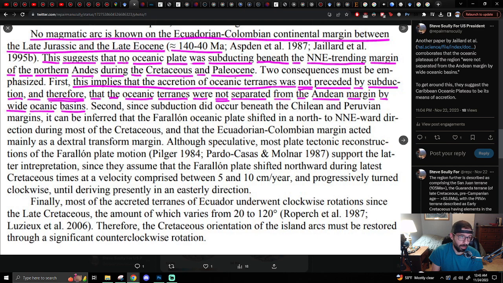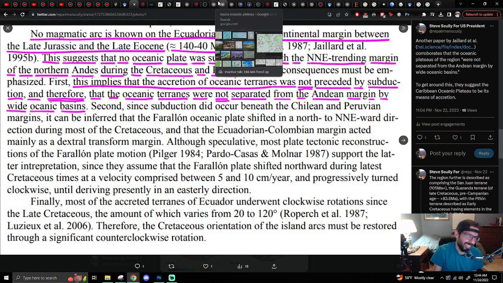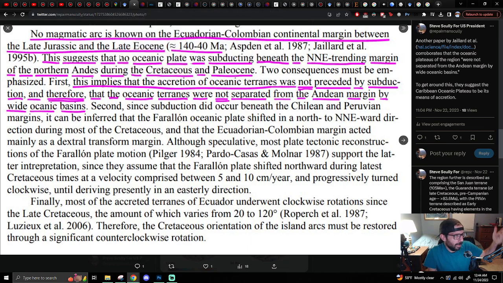This suggests that no oceanic plate was subducting beneath the north-northeast trending margin of the northern Andes during the Cretaceous and Paleocene. This I found so strange. I was like, there's just no subduction in this time? Doesn't that disprove plate tectonics? I feel like the papers about plate tectonics interpretations themselves basically disprove plate tectonics. Forgive my layman interpretation of things.